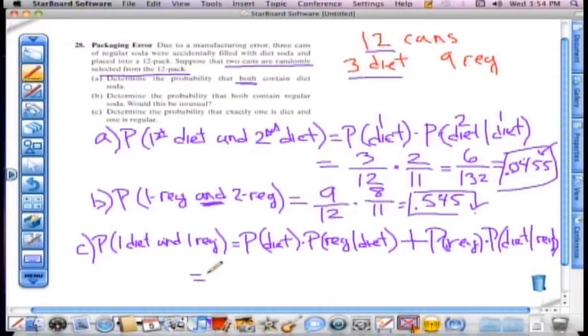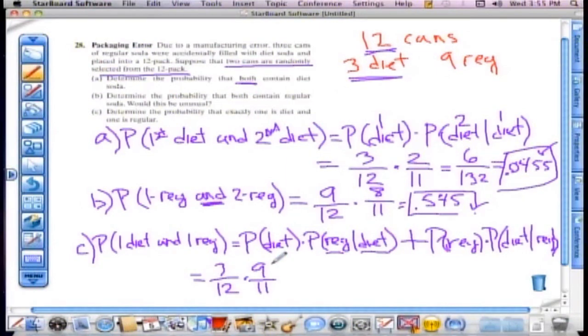Crazy, huh? So the probability that you get a diet, okay, so you have 3 diet in 12 cans. And you've opened 1 diet. So that only gives you 11 cans, but you still have your whole 9 regular cans. Okay, so regular, given that you got a diet, 9 regulars left, all 9 regulars left, and only 11 total cans.